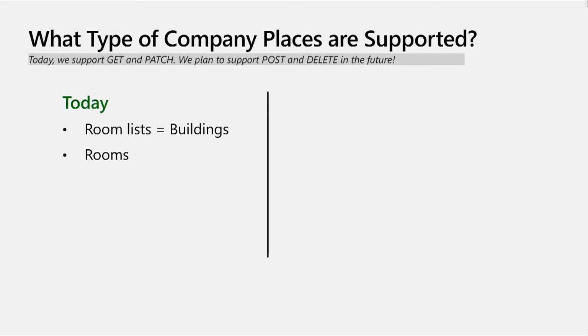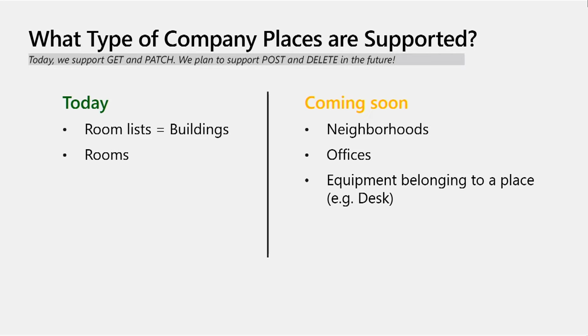And then the next type of space that we have is rooms. And these are like your common conference rooms that you would book in a space. So coming soon, we do want to add neighborhoods. We also want to add offices. And finally, we want to add equipment that belongs to the place. So an example would be if you want to book a desk, if you want to book a company car, or anything else that's bookable that may belong to that place.